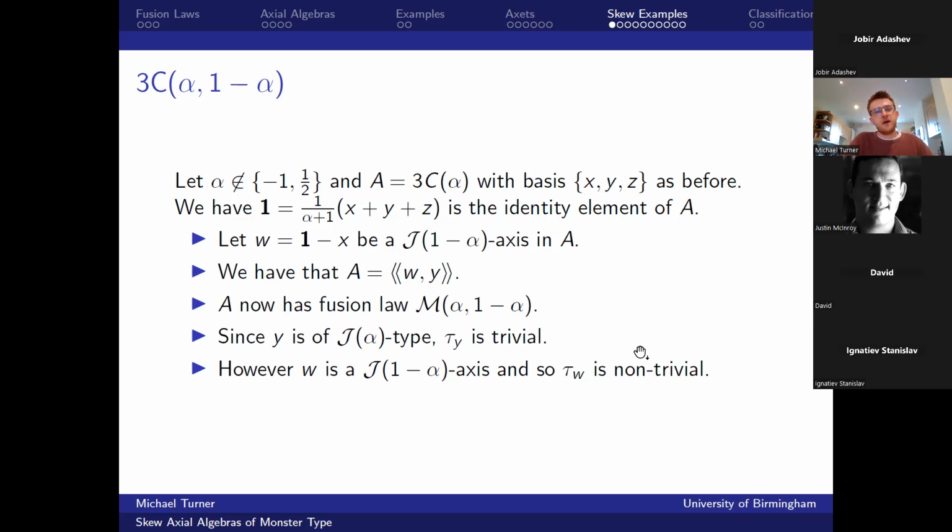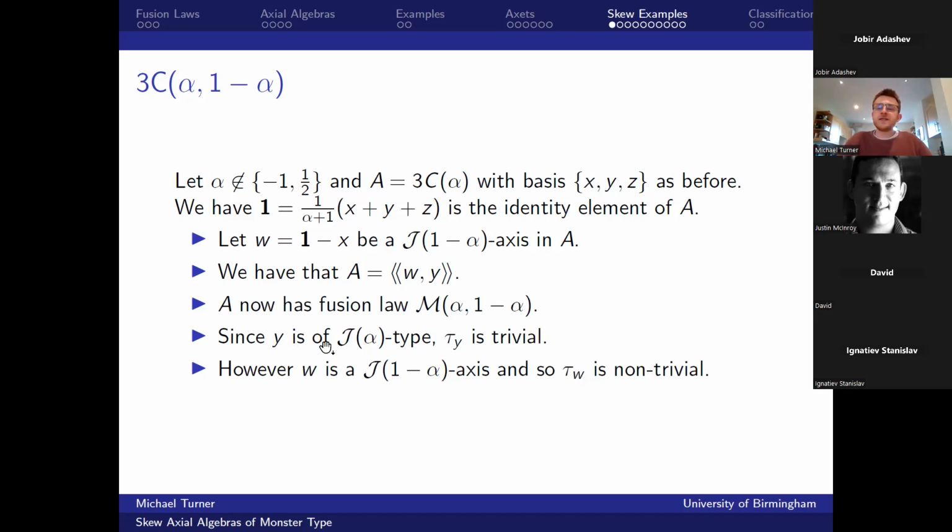Again, if we do this twisting argument, W will always be an axis. However, its fusion law will be different depending on what fusion law you start with. So this algebra A can be generated by W and Y. So it's a 2-generated axial algebra, and it's also got a fusion law of our monster alpha, 1 minus alpha.